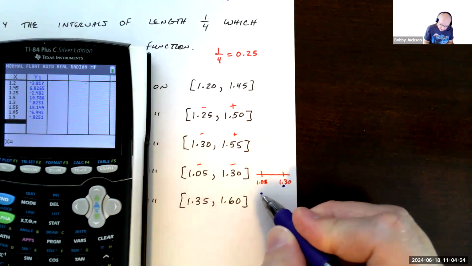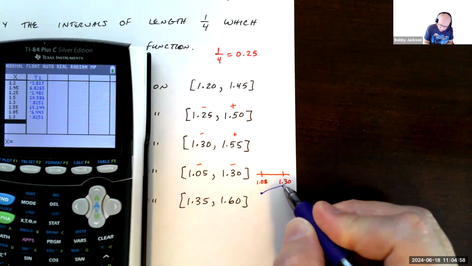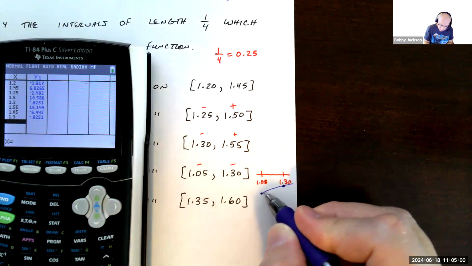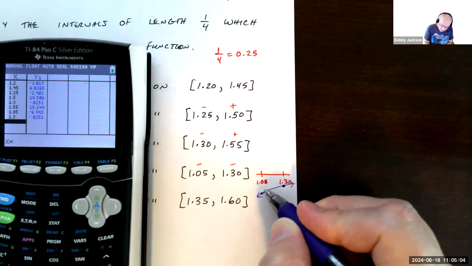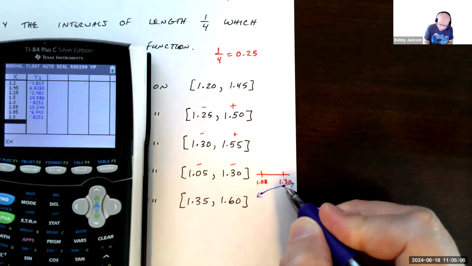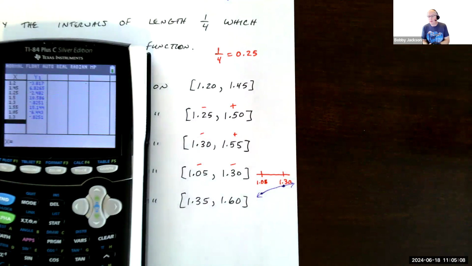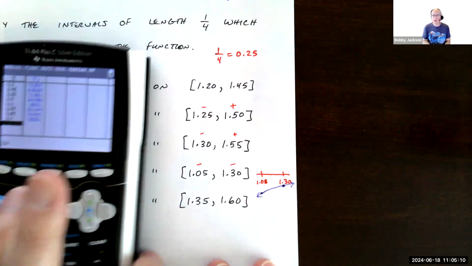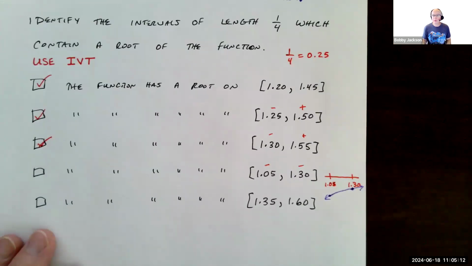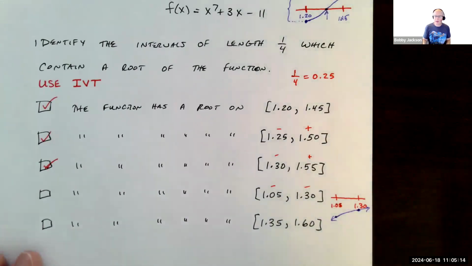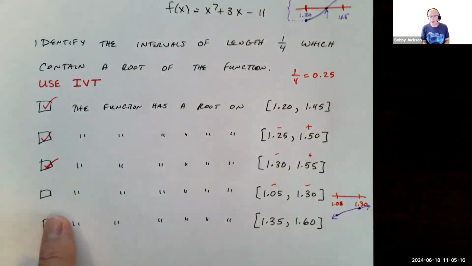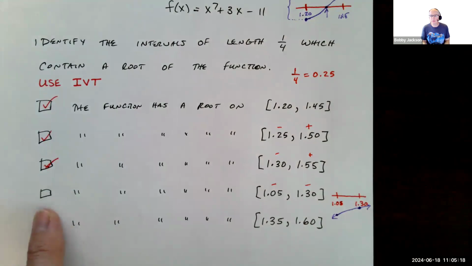So the bottom line is, going from here to here, it could be that the graph just looks like this, something like that, and then continues on, but it doesn't cross the x-axis. It could go up and come back down to this point, but we don't know for sure. So we're not guaranteed by the intermediate value theorem that we have a root there. So we would not check this particular box.